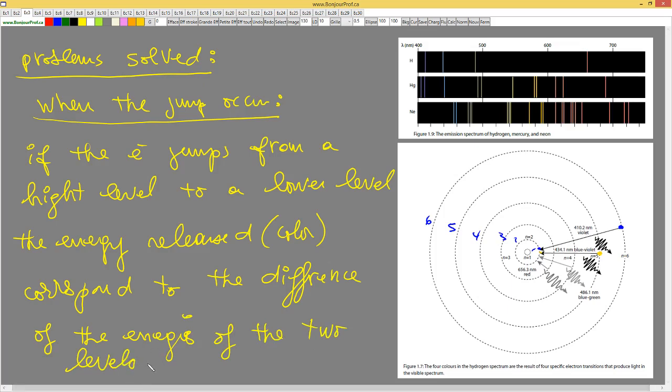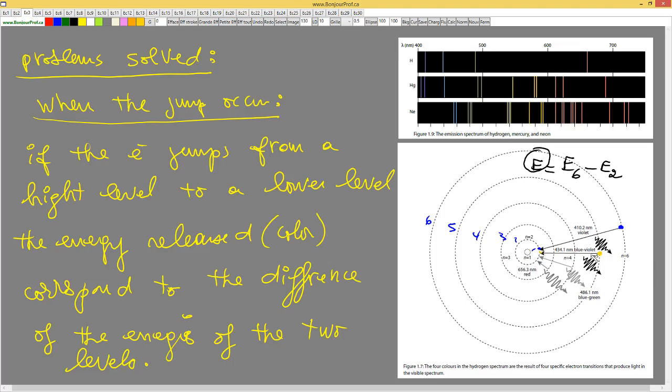What does it mean? It means that, for example, when the electron jumps from level 6 to level 2, it will release the difference of energy between these two levels. The energy that I'm going to release will be the energy in level 6 minus the energy in level 2. It happens that this energy corresponds to the color violet. That's why we see the color violet.